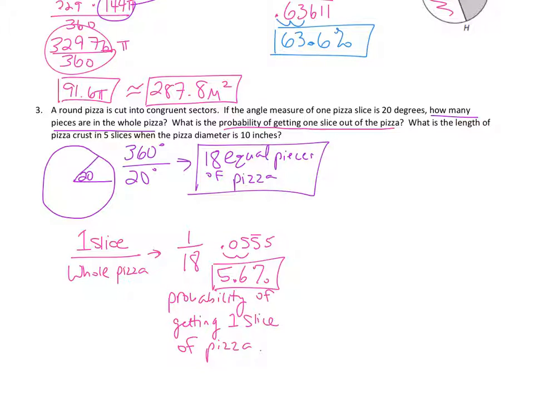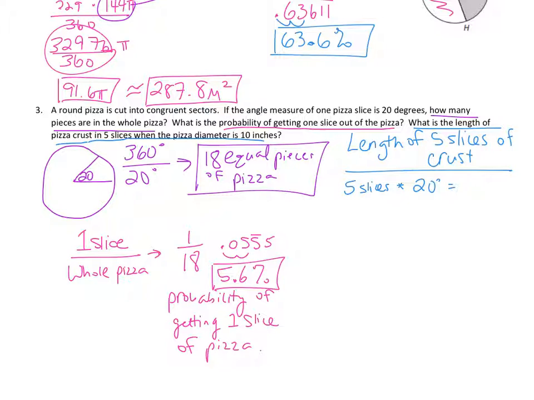So the last question now is, what's the length of the pizza crust, so around the edges, in 5 slices when your diameter is 10 inches? So we need to figure out what the length of one of them will be, and then we can multiply that by our 5. Or we can just figure out what's the degrees of 5 slices, and then we can find the arc length of those. So if we have 5 slices of pizza and each of those are 20 degrees, that takes up 100 degrees in our pizza. So remember, the arc length is the degree divided by 360 times 2 pi r.